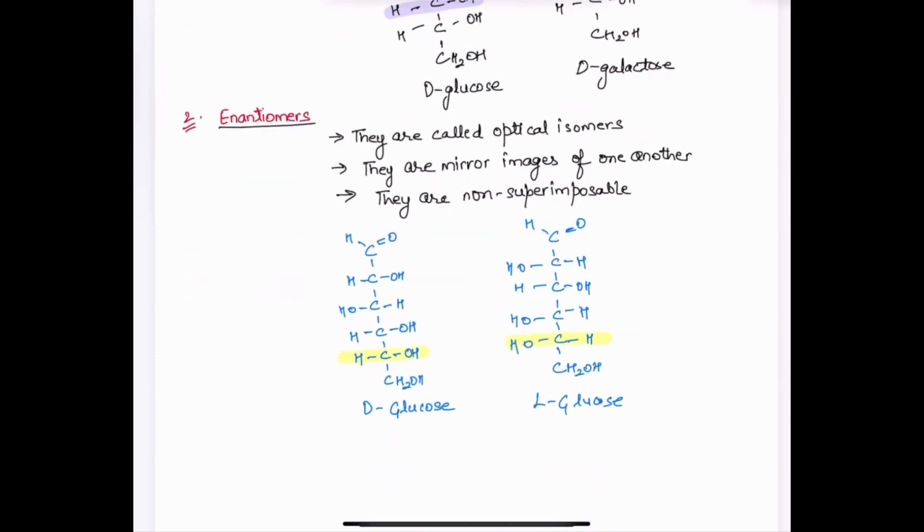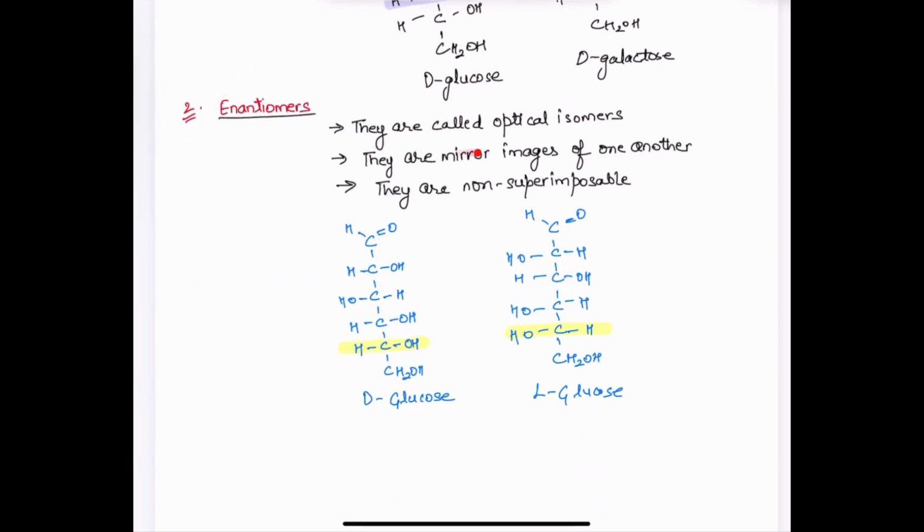Second, we have enantiomers. Enantiomers are also called optical isomers because they are mirror images of each other. That means if you see D-glucose in a mirror, it will look like L-glucose. And they are non-superimposable, just like our hands. So D-glucose has OH, H, OH, H like this on the right-hand side, whereas L-glucose has the mirror image.